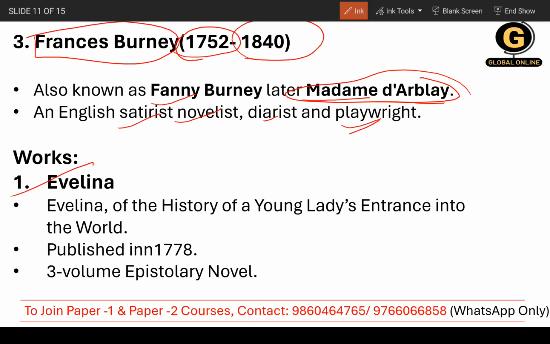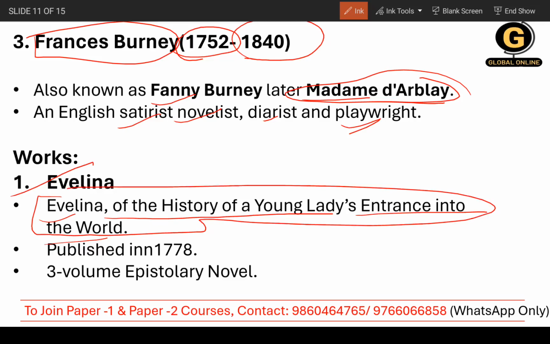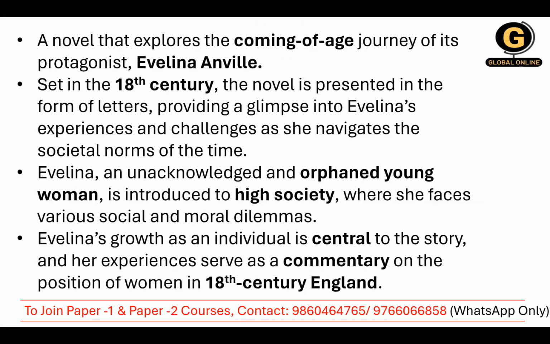Evelina has a long title: Evelina, or the History of a Young Lady's Entrance into the World. Do remember this full title because it's very important, they ask it. It was published in 1778. It has 3 volumes and belongs to the category of epistolary novel.